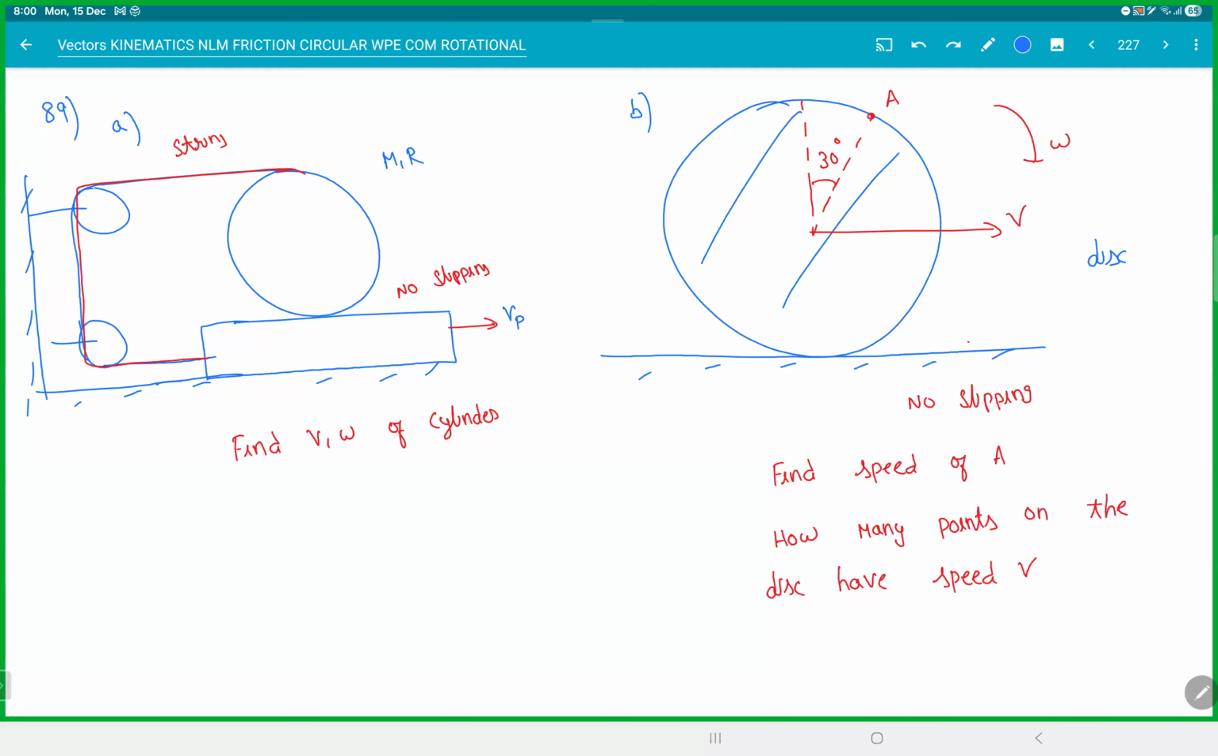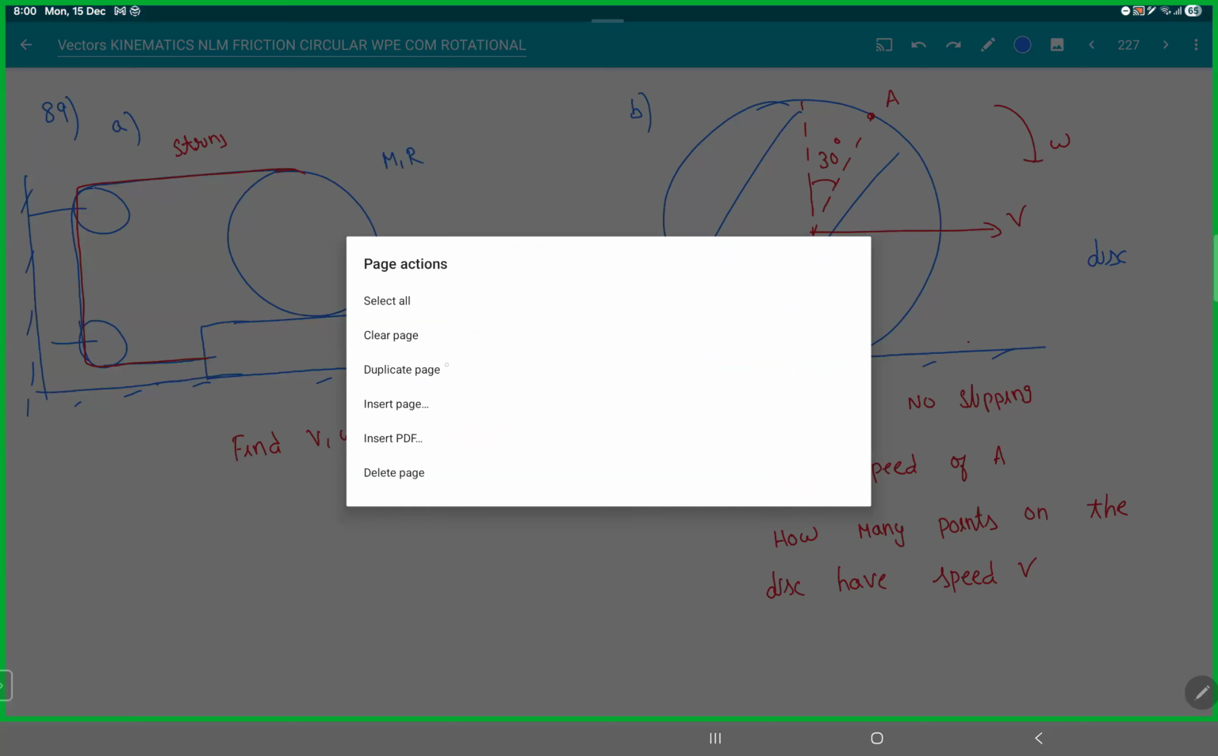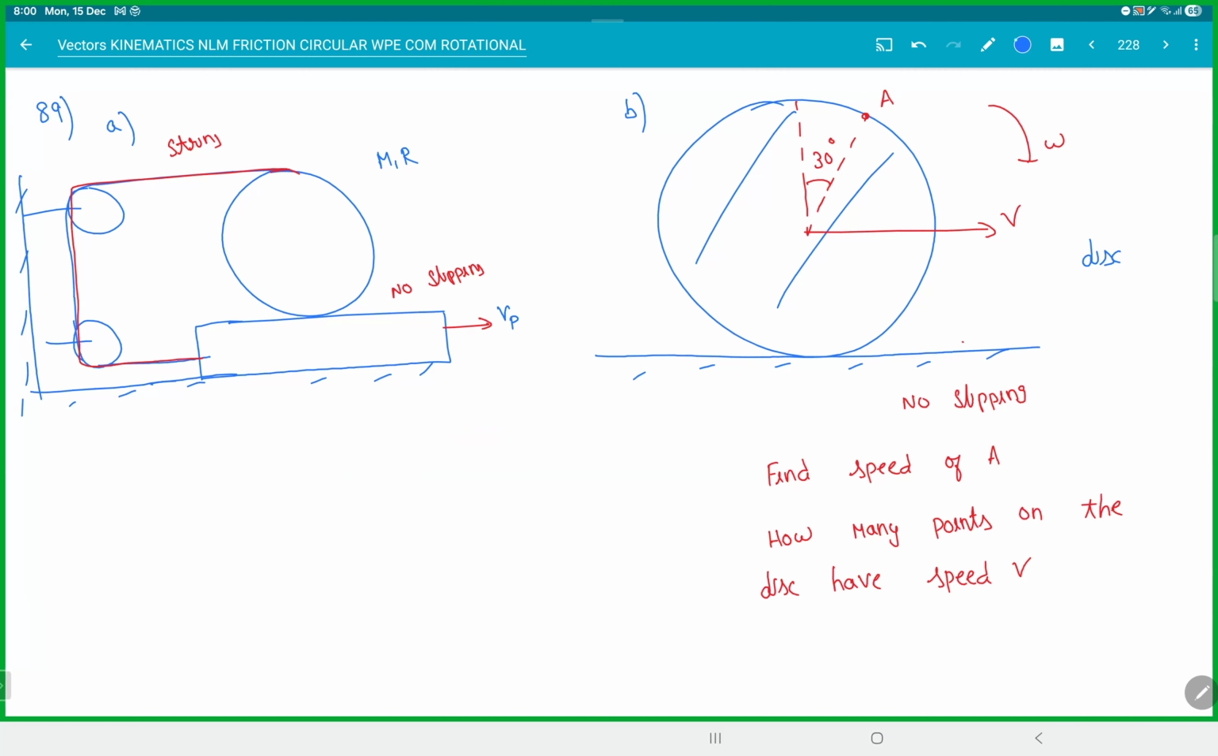Let's see. If you just want V and omega here, let this be going with V and let this be omega. So this point is going backward with R omega minus V. This point is going forward with V plus R omega. This point is going with VP, and remember this point is also going with VP. So we get R omega minus V.